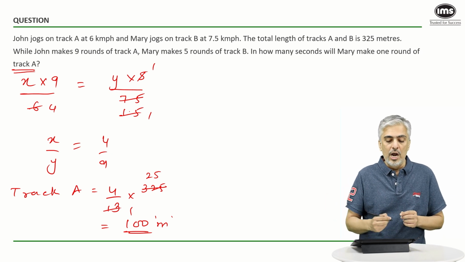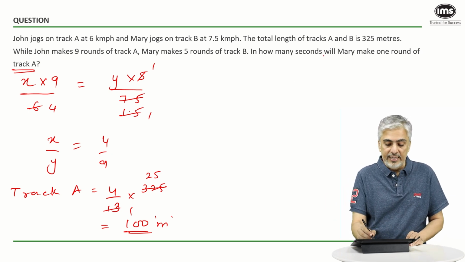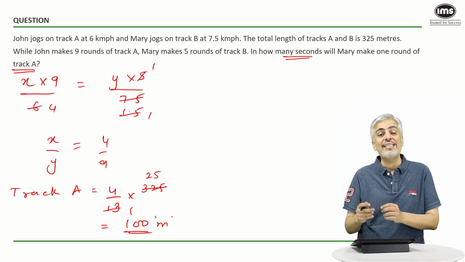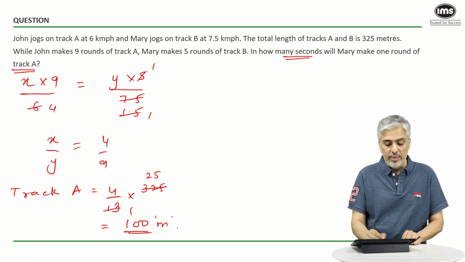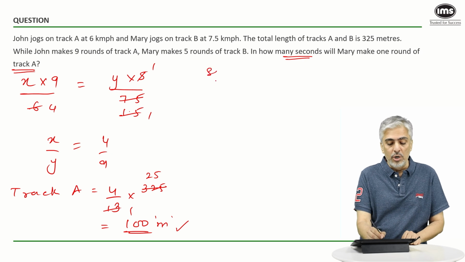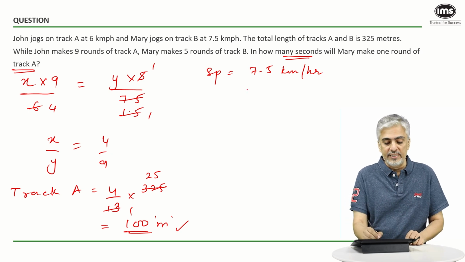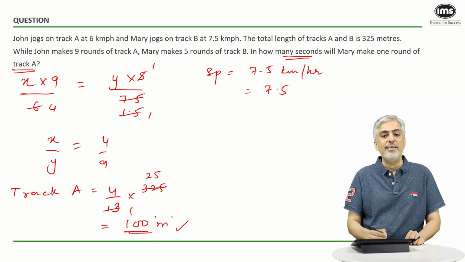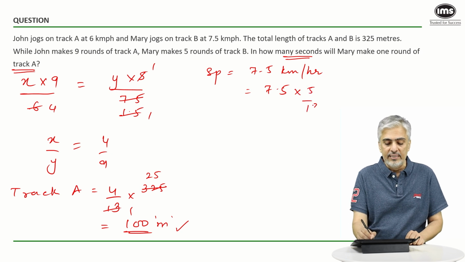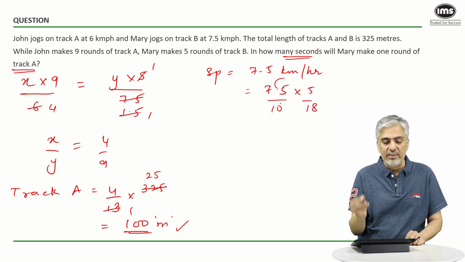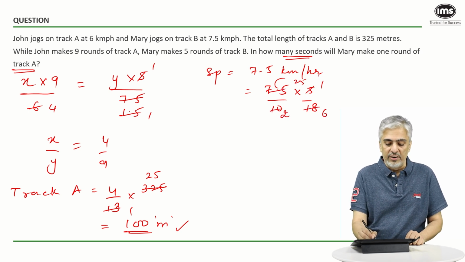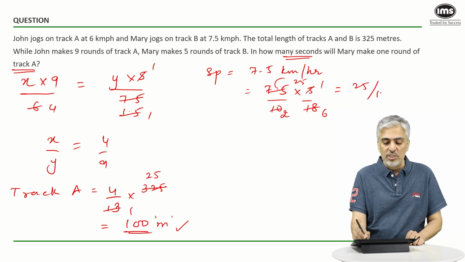We want to find out how much time will Mary take in seconds. In how many seconds? Understand that. That's very important. Right. So let's leave this as meters only. Her speed was 7.5 kilometers per hour. Now let's convert this kilometers per hour to meters per second. How do you convert a kilometer per hour to meters per second? You multiply by 5 by 18. You can remove the decimal. You can make it 75 by 10. 5 ones are 5, 5 twos are 10, 3 6s are 18, 3 25s are 75. So the speed for Mary is 25 by 12 meters per second.